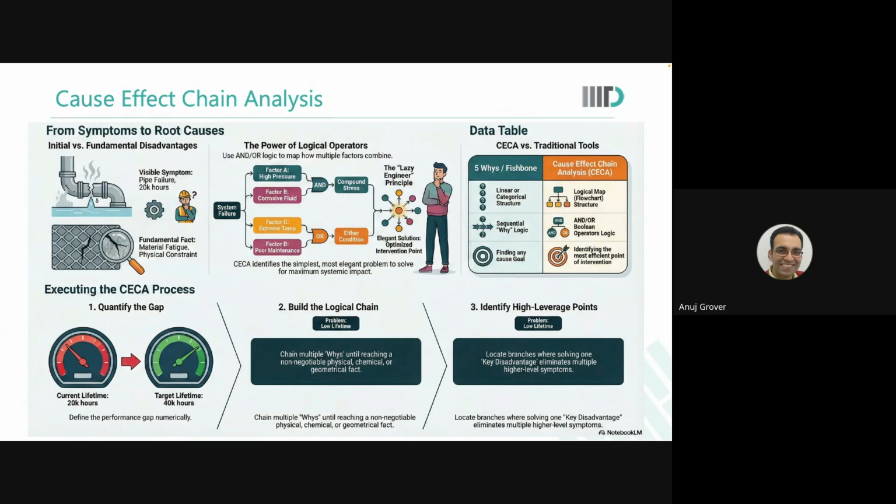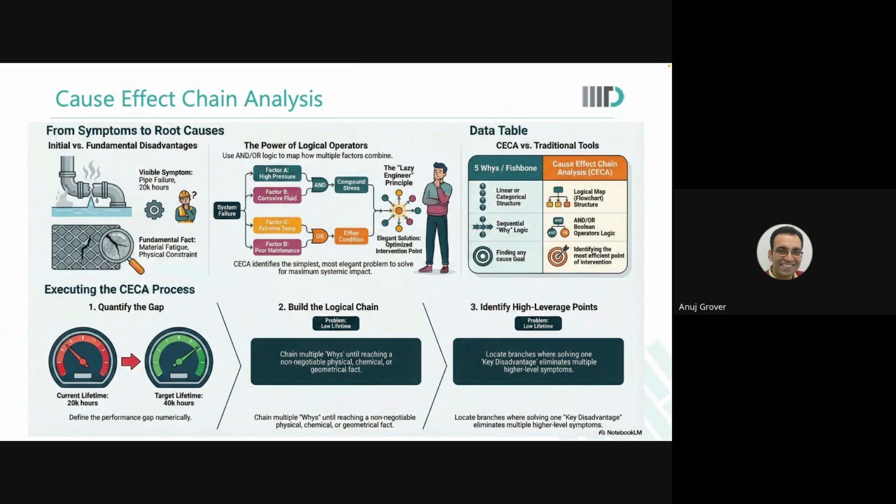And this is what you would typically also do in the 5 why process, and you would call the key disadvantage the root cause. And you say this is the root cause of why this happened. A fishbone diagram also tries to do something similar, where you say, okay, this happened, or this leads to that. This is the reason why this happens. But those are linear in nature.